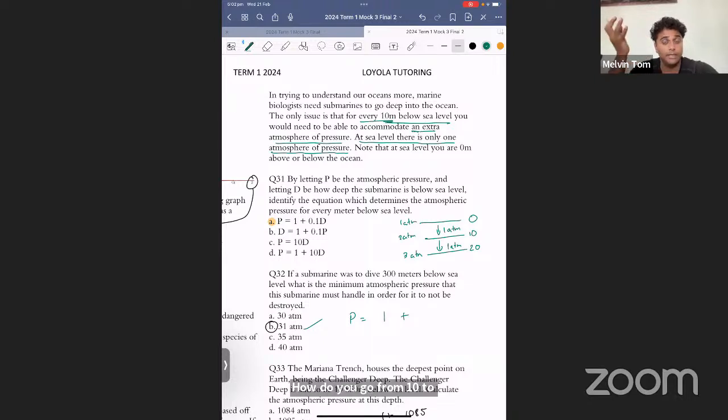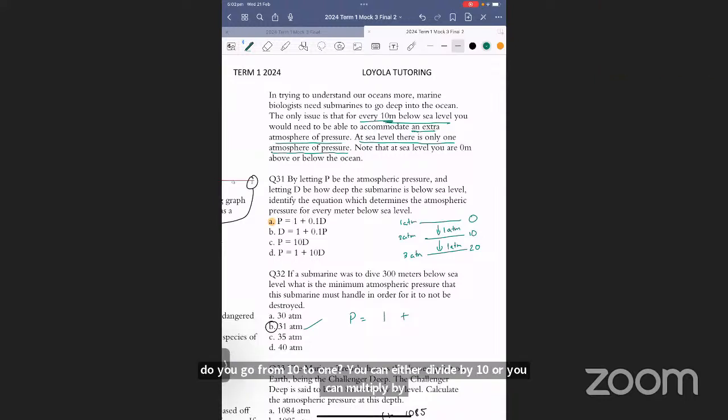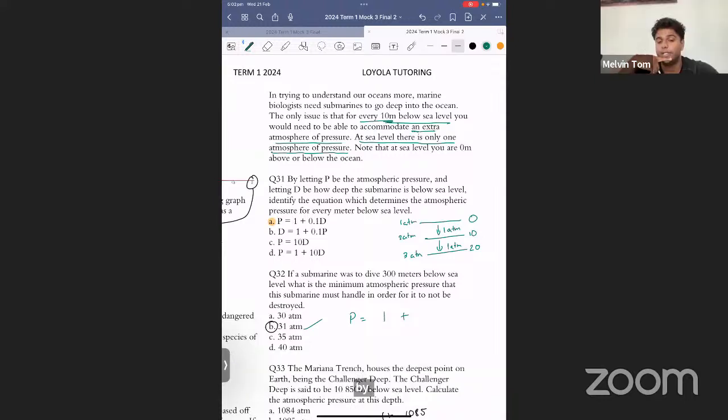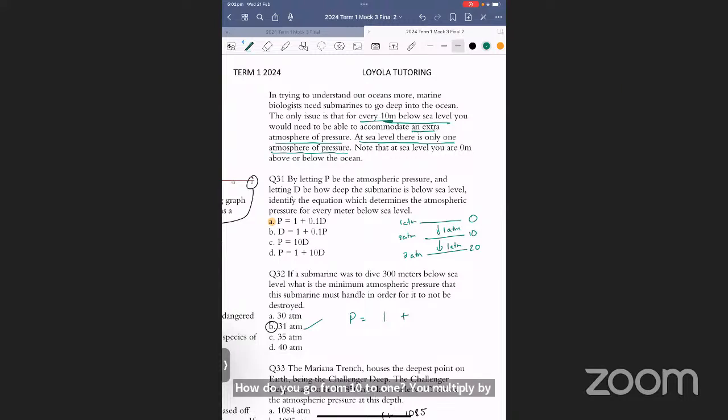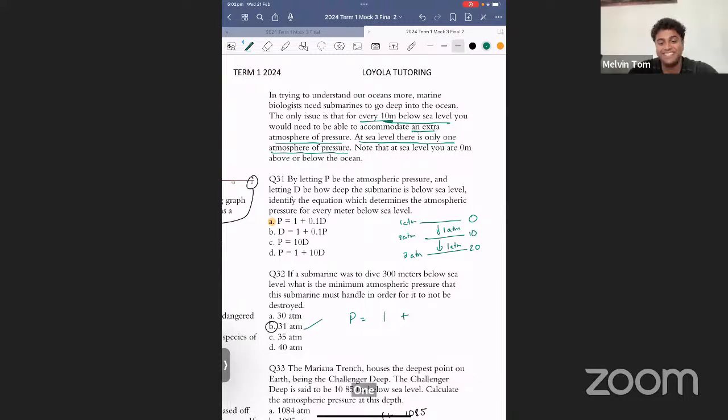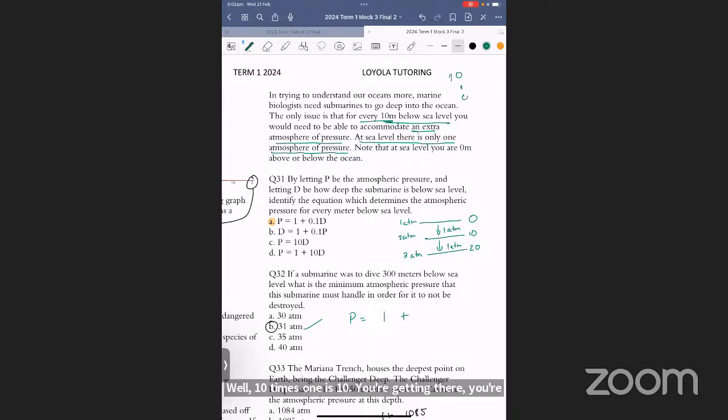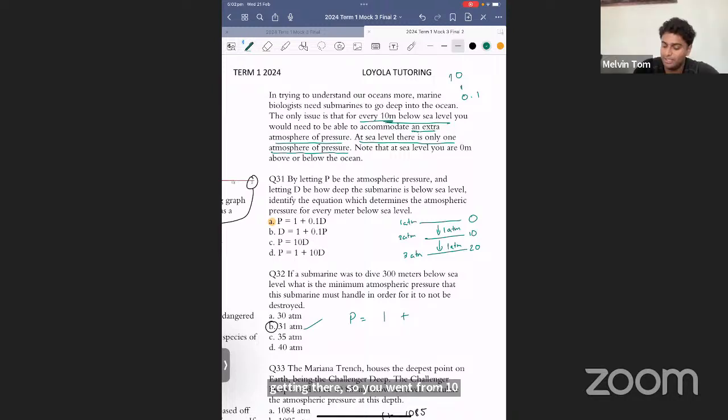How do you go from 10 to 1? You can either divide by 10 or multiply by. Well, if you do 10 times 10, you get 100. We want to go from 10 to 1. You multiply by? You're getting there. 0.1. Good girl, 0.1. So you multiply the depth that we are at by 0.1.